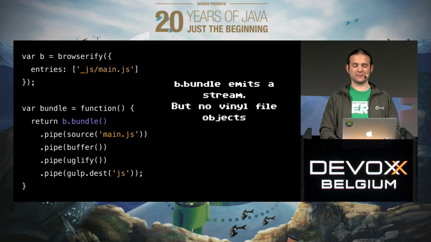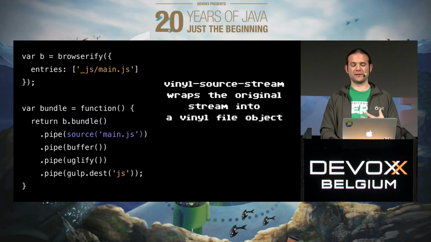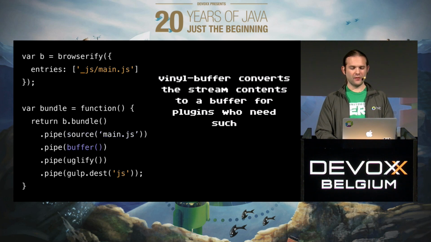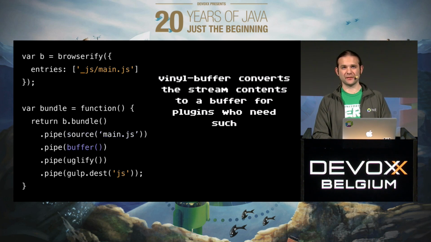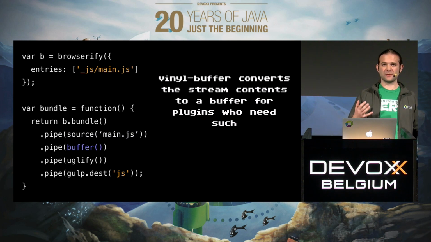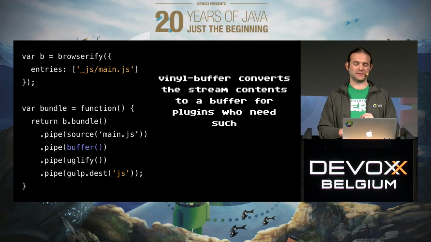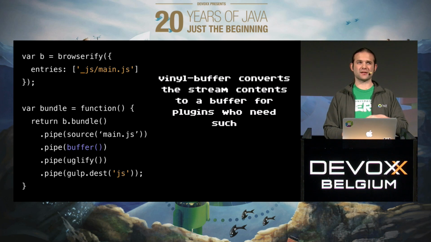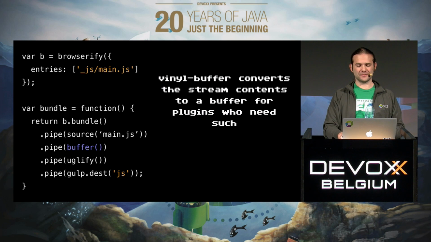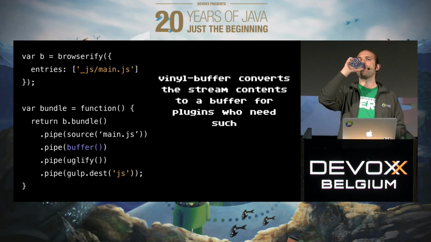Bundle emits a stream, but not a vinyl file object. And with source, we are going to wrap the original stream into a vinyl file object. With buffer, we can convert the stream contents into a buffer for plugins that need a buffer, that have to do more operations than just taking the stream and piping it along. And so we can use Uglify in the end.